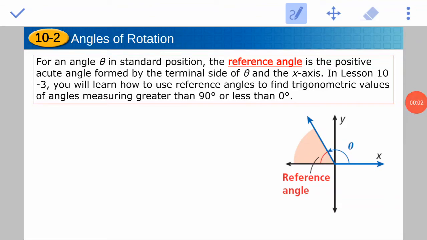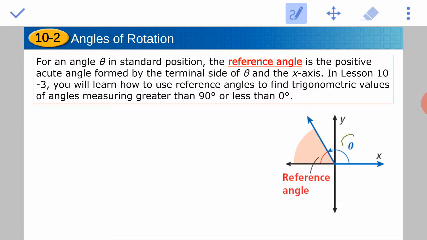Welcome back, guys. Part 2 of section 10-2, angles of rotation. Two more concepts are left in this section, guys. One of them is the reference angle. The reference angle of an angle theta in the standard position.